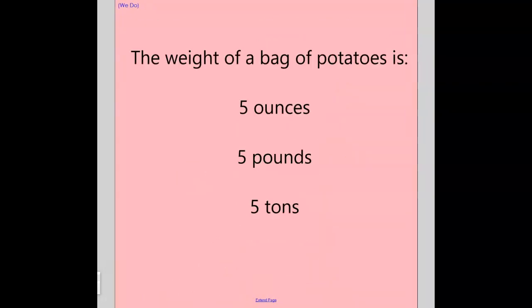The weight of a bag of potatoes is, do you think a bag of potatoes that you put into at the grocery store, you pick up and put in your cart, would that be 5 ounces, 5 pounds, or 5 tons? The correct weight would be 5 pounds.